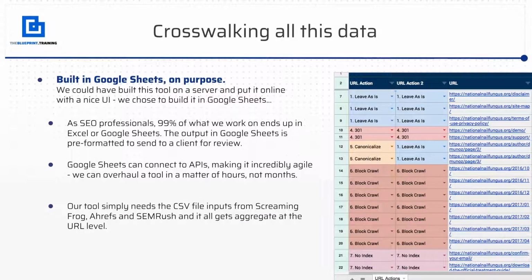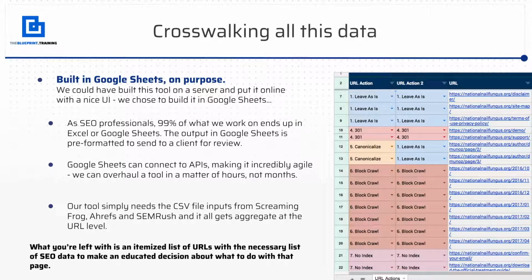And the tool pulls in data from so many different sources that no other tool can really do because of the limitations of those APIs. We're just getting things in spreadsheet format, using the power of Excel to aggregate it all. Importantly, what you're left with is an itemized list of every single URL on a website with the SEO data that you need to make an educated decision about what to do with every single page on a website.